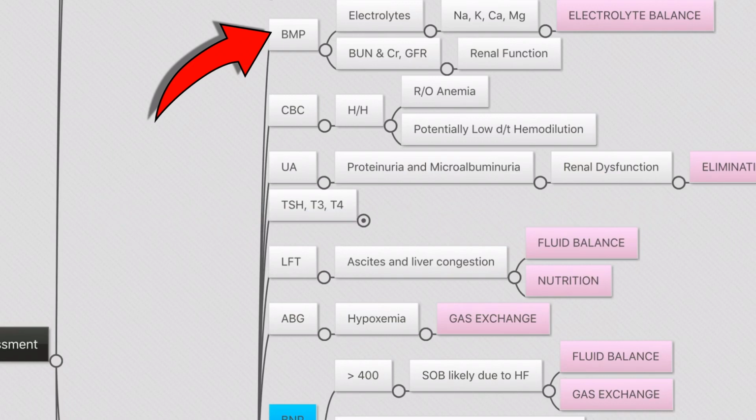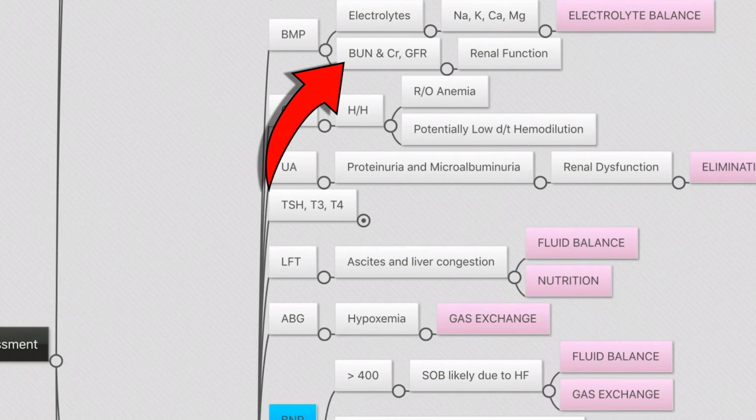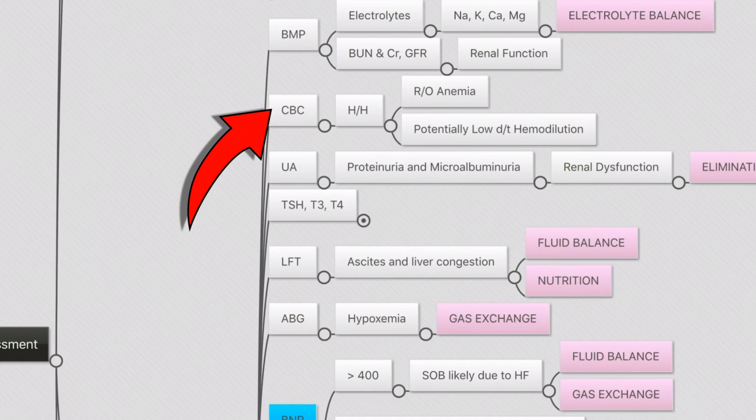But basically, you want to make sure that you measure electrolyte balance, because there are medications that you provide to the patient that might affect the electrolyte balance. Then you look at the patient's kidney function by assessing BUN, creatinine, and GFR. Now, CBC will be complete blood count. You want to assess especially the hemoglobin and hematocrit. So you also want to rule out anemia, because we know that anemia is one of the risk factors of heart failure.